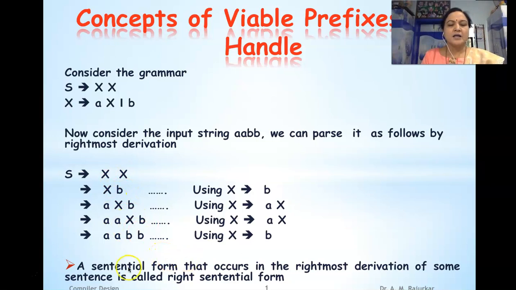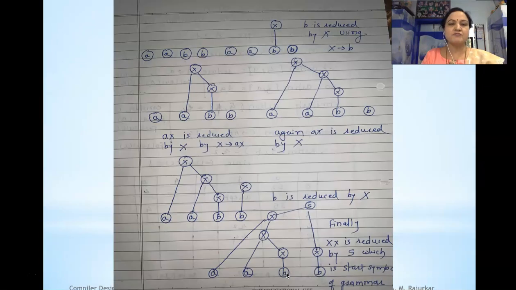So here all these steps are called the sentential form. A sentential form that occurs in the rightmost derivation of some sentence is called a right sentential form. See, this S tends to XX is also a right sentential form. S tends to XB is also a right sentential form. Similarly, AXB, AAXB, AABB. Any of these steps during the rightmost derivation are called right sentential forms. We are going to use this terminology further.